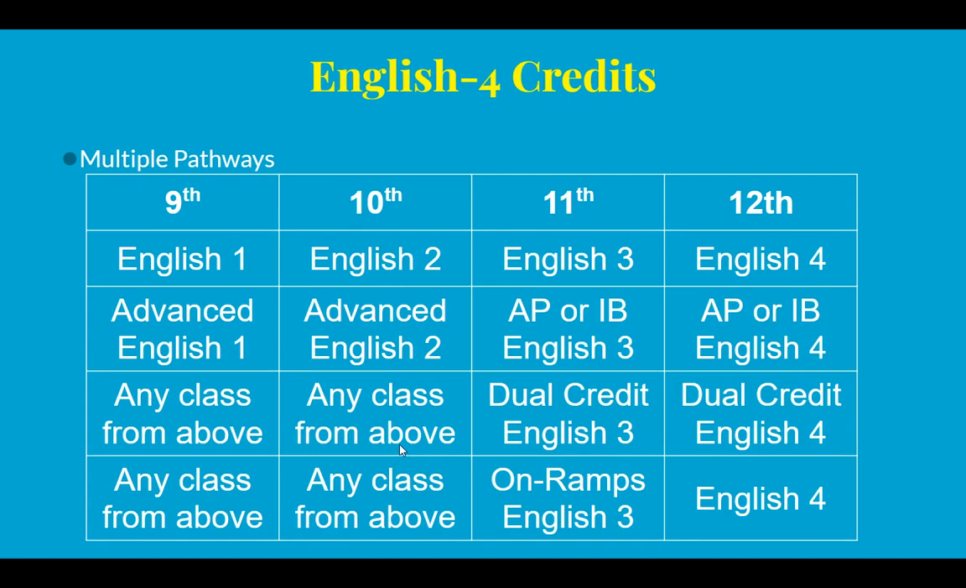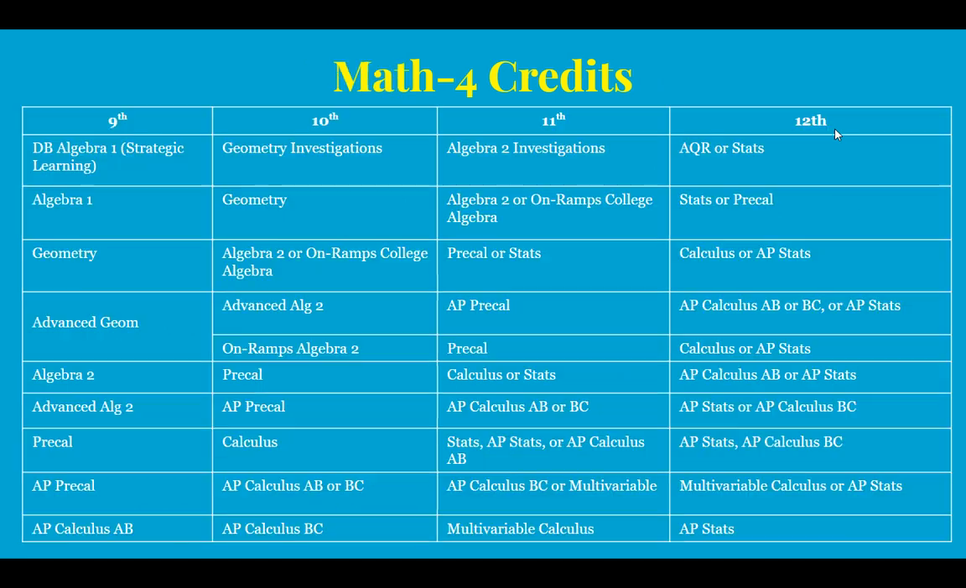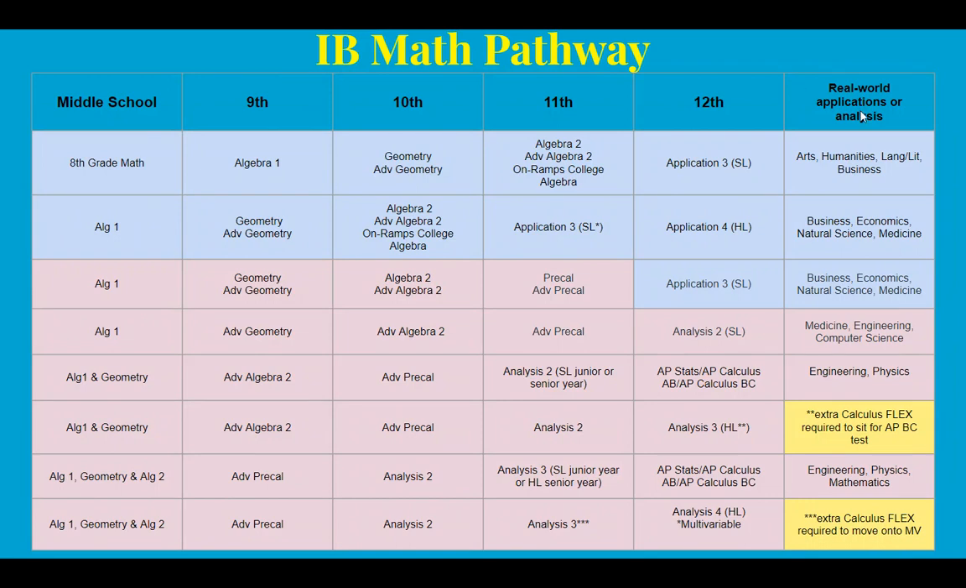Okay, for English, you're going to be putting down English 4. So depending on what you took this year as a junior is what you'll take next year as a senior. Same thing for math. You're going to find in the 11th grade column which math class you're sitting in, and then just move over to the next column to decide what you're going to take your senior year. If you're in IB, your math pathway looks a little bit different, but again, same concept. Look at the junior column, move over to 12th grade, and you'll know what class to pick.